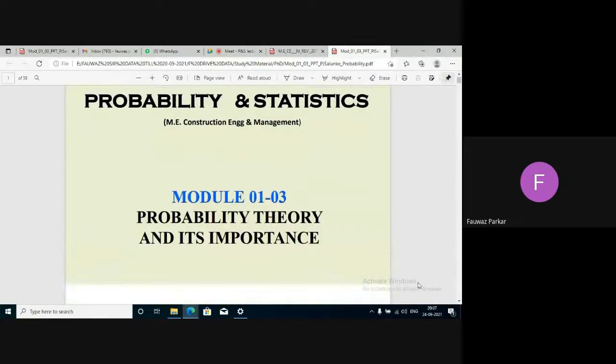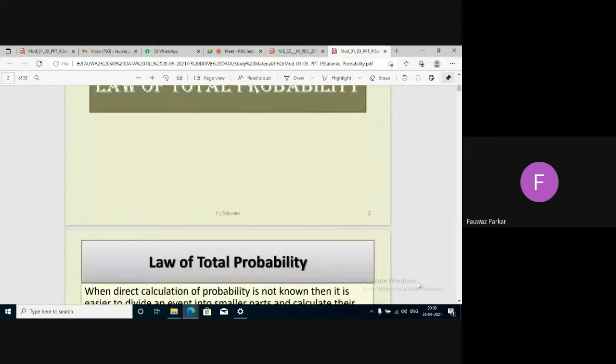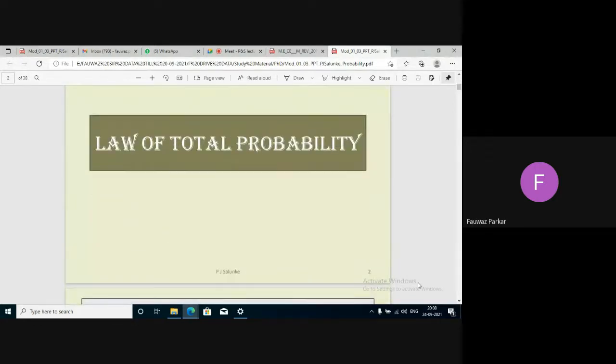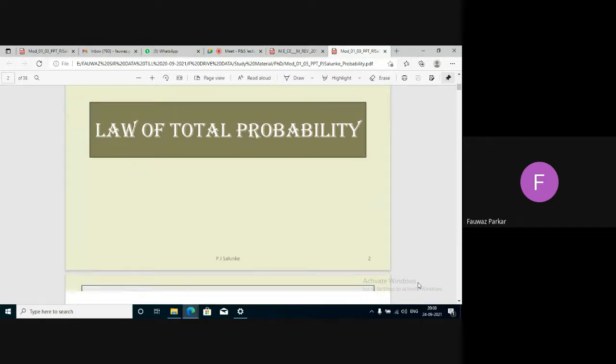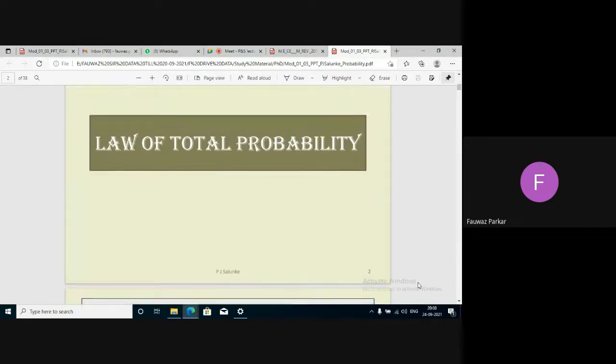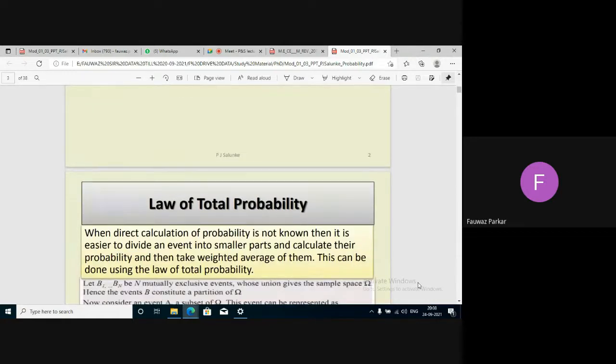Basically there are two concepts. One is total probability theorem and one is Bayes theorem. So Bayes is a scientist who has given this theorem, so it is a step ahead of total probability theorem. Of course it uses total probability theorem for its formation, right?